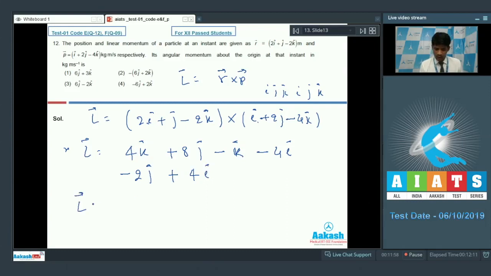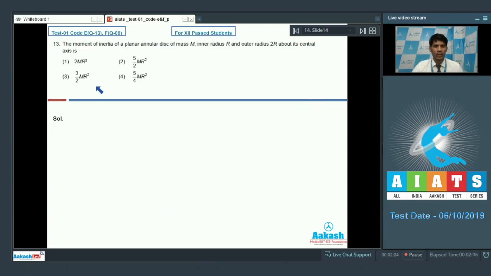So angular momentum is this much. Just here it would be i, this will cancel out, the j portion will be 6j, these two parts, and here plus 3k. This is the value of the angular momentum. So option number 1 is the correct answer. So for question number 12, option 1 is the correct answer. Now let's take on question number 13 here.